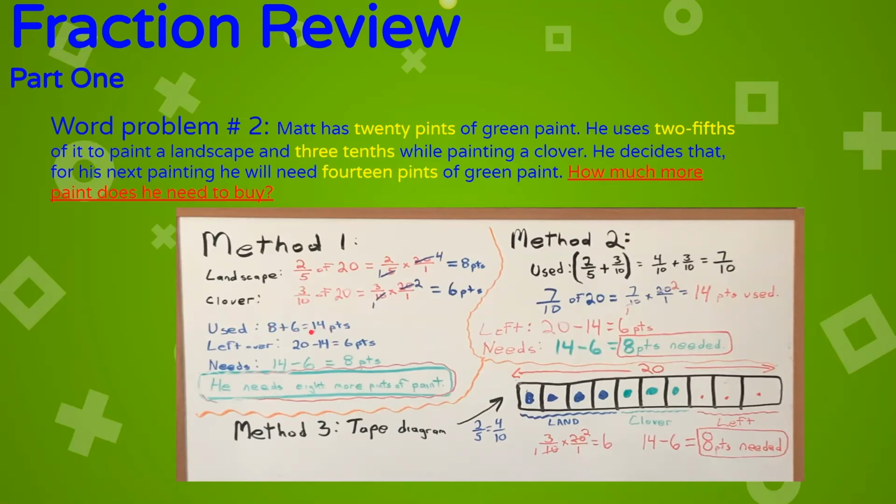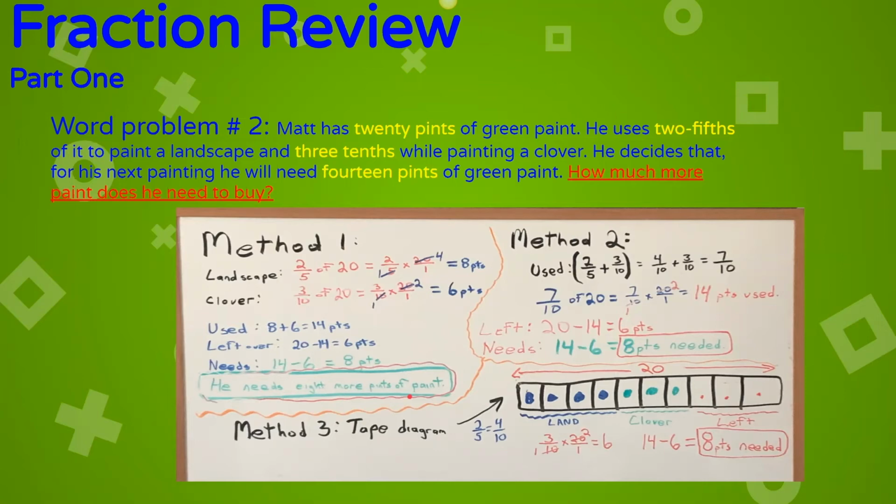And what did he have left over? Well, he started with 20. He subtracted the 14 he used, so he still had 6 pints left over. But the question was, how much more does he need to buy? Well, we know he needs 14 more pints. We know he has 6 left. Simple problem now, right? 14, we'll subtract the 6 he has, means 8 pints. He needs 8 more pints of paint.